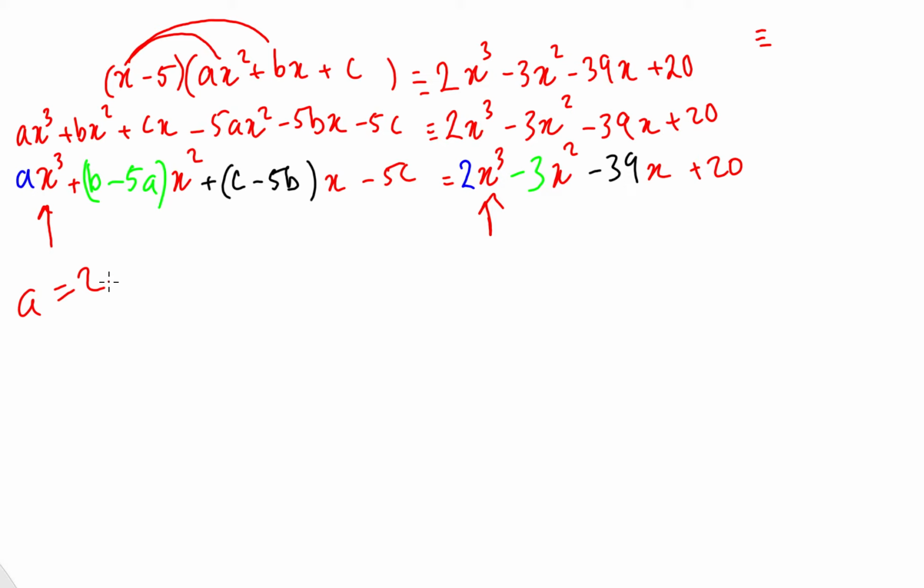And we can continue this same process here. So we know b minus 5a equals minus 3, c minus 5b equals minus 39, and we know minus 5c equals 20. And then we can solve for a, b, and c now, just some simultaneous equations. So that's just another way that we can solve a cubic, or factorize a cubic. Once we get the values of a, b, and c, which will be exactly the same for the last question, we can just put them back into here.